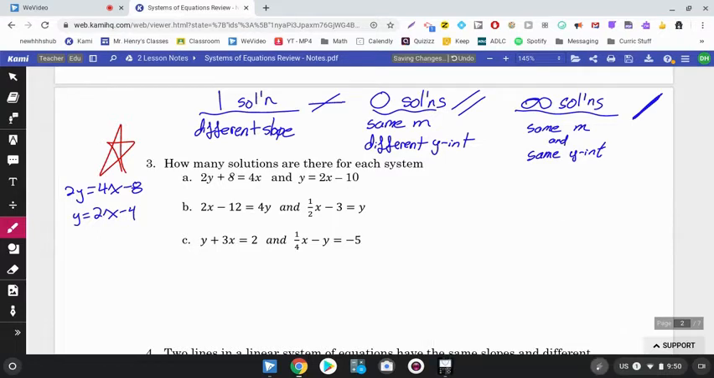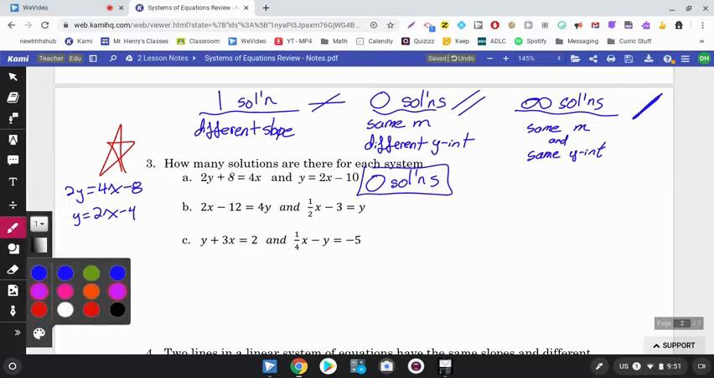There's not a lot of room here to show my work, but that's okay. So here's one equation, here's the other. What I notice is they have the same slope, 2x and 2x, but they have a different y-intercept, so that means zero solutions.